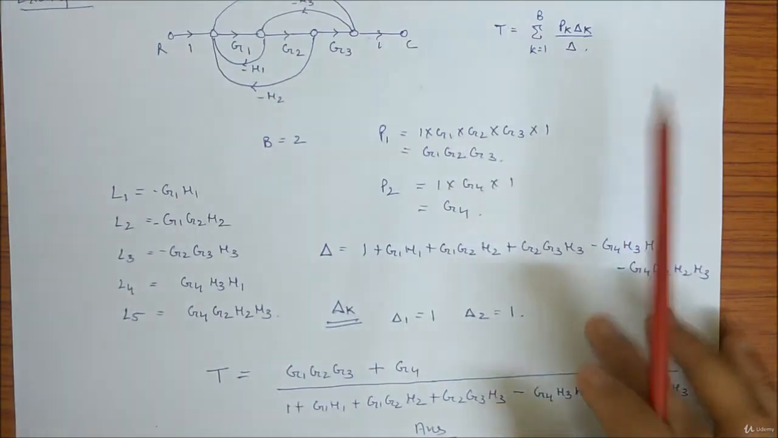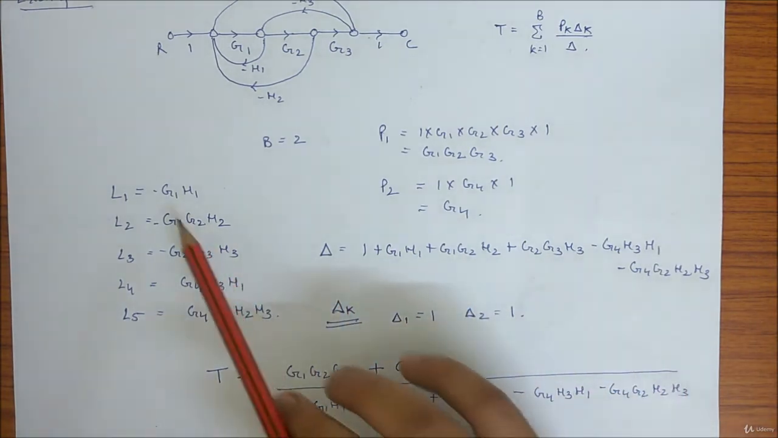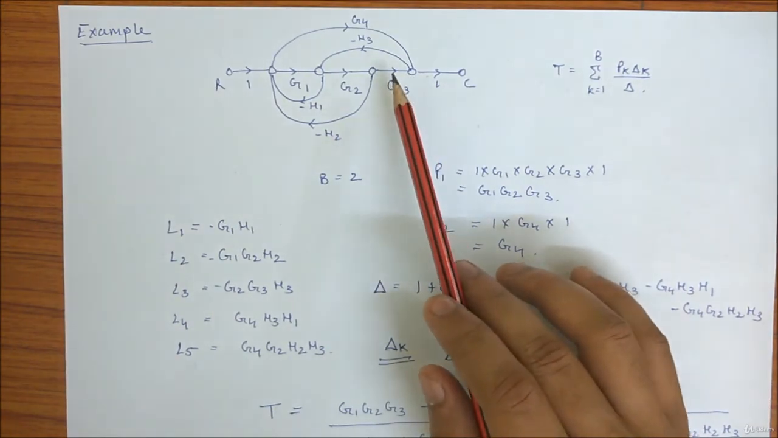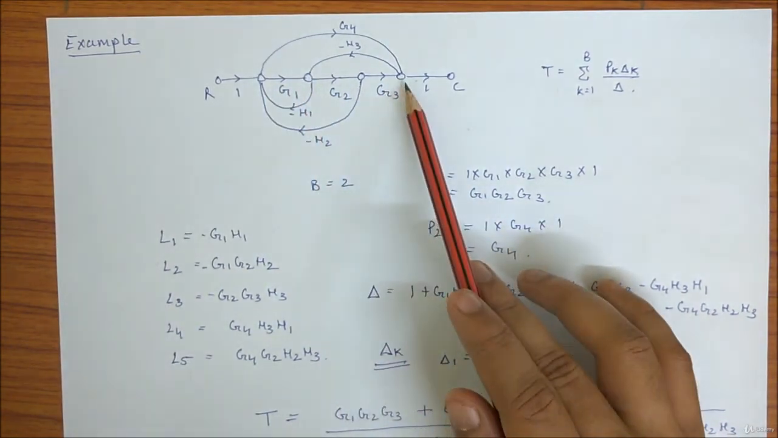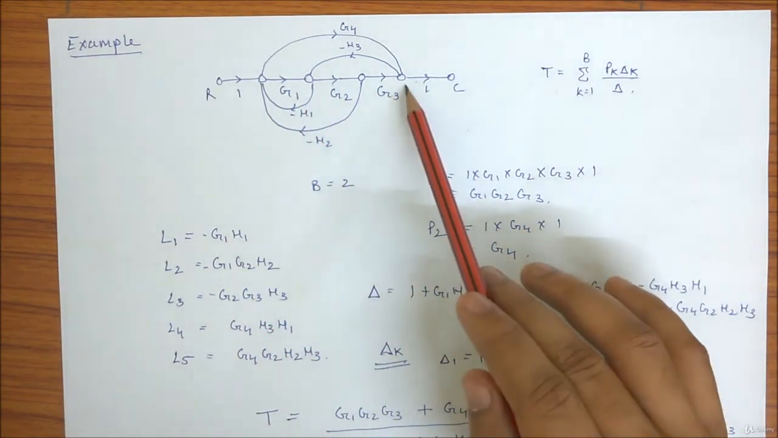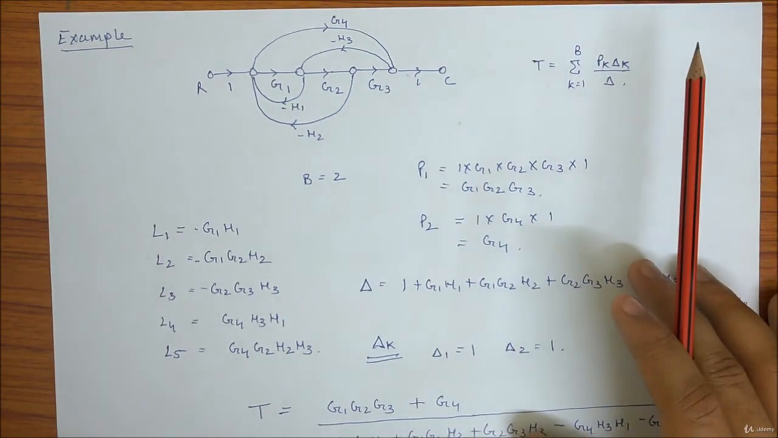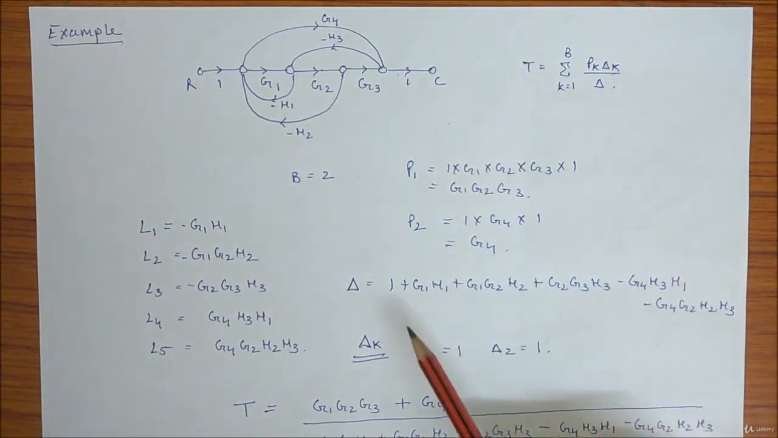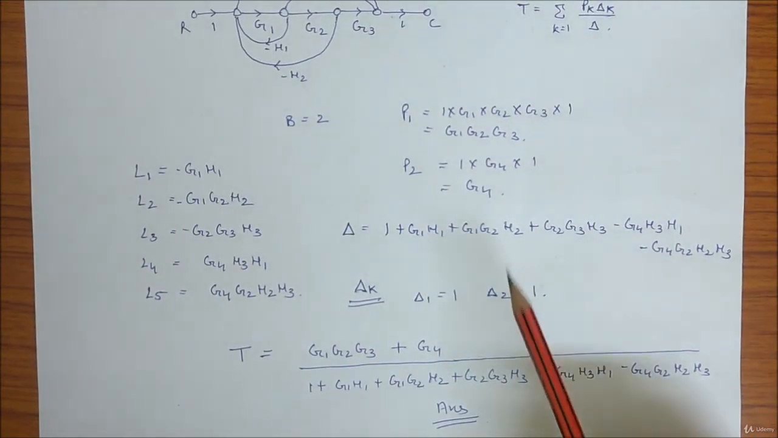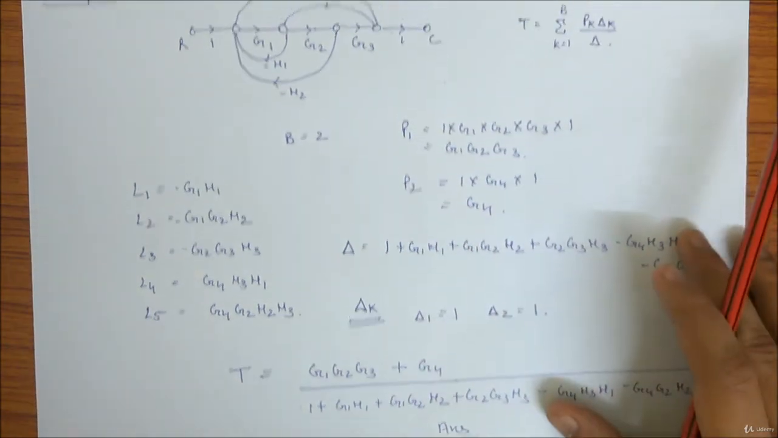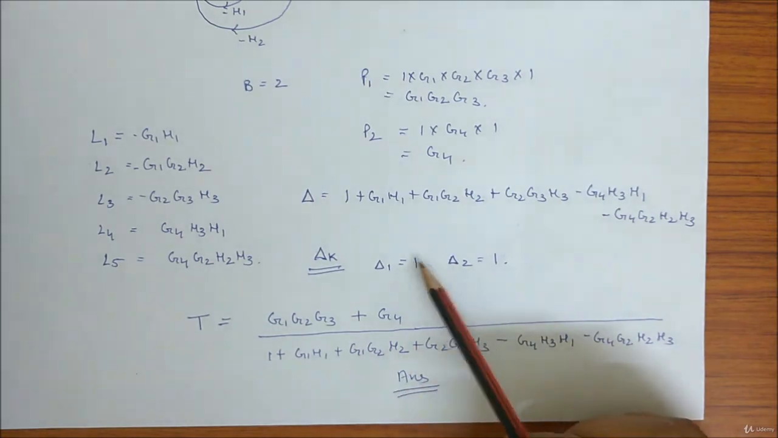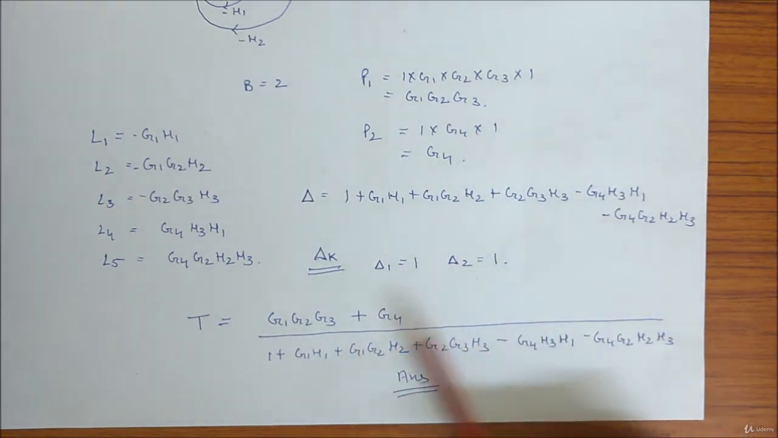I am done with everything. I'll directly write delta, which is the same thing. We know that there are no non-touching loops, because these two nodes will be gone if you remove either of the paths, and all the loops are connected to these two nodes, so there is no probability of non-touching loops. You have delta here, and delta k is 1, 1, because if you remove the path there are no loops remaining. You will plug the values here, delta, G, P1, P2, delta 1, delta 2, and you will get the answer.